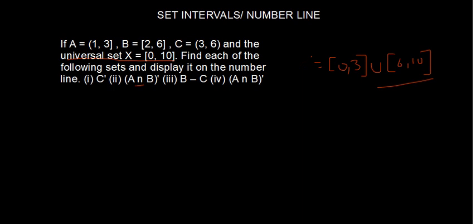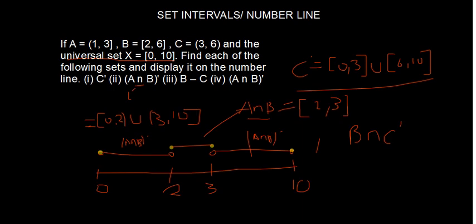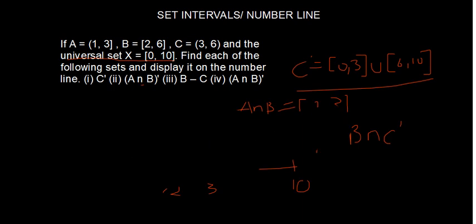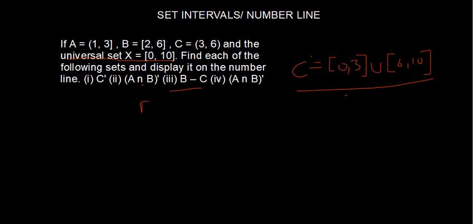So we know our C complement; we found it from the first question. So knowing that B minus C is equivalent to B intersection C complement, we can represent the C complement, which we already found, on a number line together with B and find the intersection. So it's going to be like this.